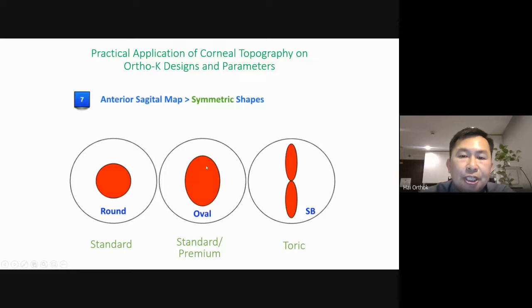The second picture shows you the oval morphology. So if this one is about 7 millimeters or less, you still can use the standard lens. But if the oval extends above 7 millimeters, that means half of the alignment curve, then you definitely need the premium lens in order to center the lens. And if you see a symmetric bow tie like this, definitely you need the toric design.